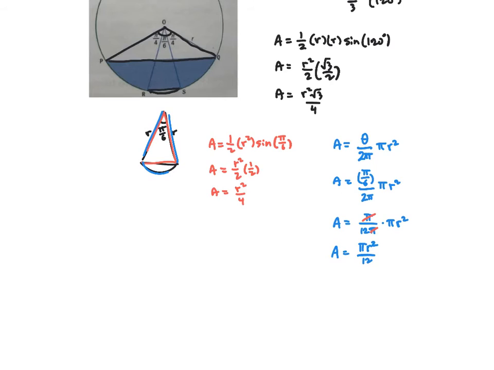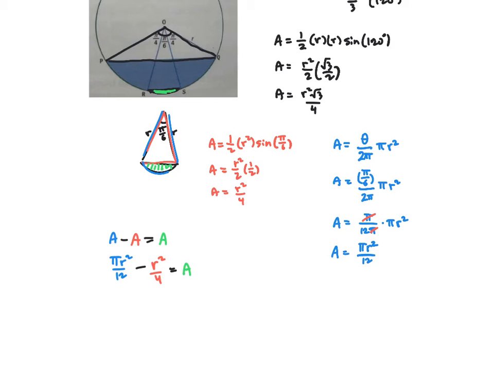All right, so I've got the red triangle, I've got the blue sector. I just need this green space, which would represent that right there. So I'm going to take the blue area and subtract the red area, and that'll give me the green area. So pi r squared over 12 minus r squared over 4 is equal to A.